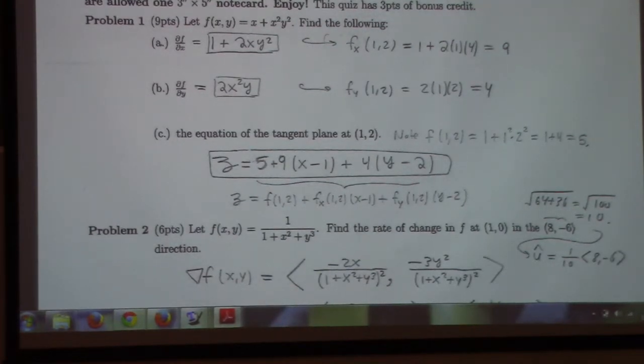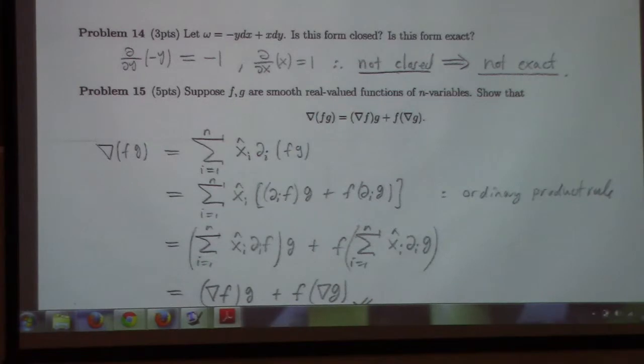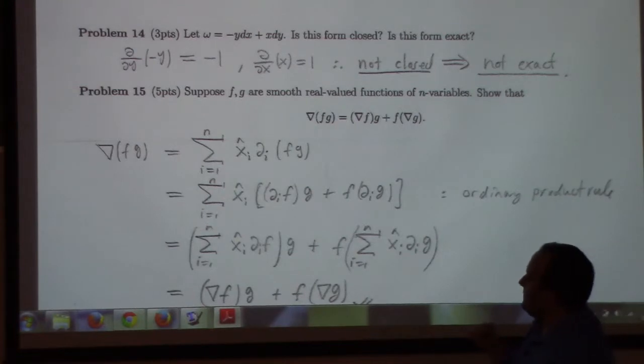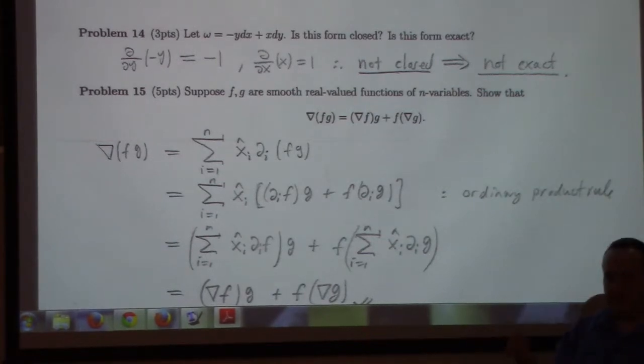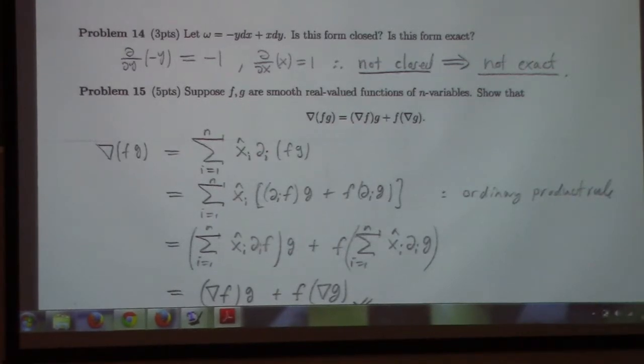Now, is there a particular question you had? For 14, I just didn't know how to use differential forms. Yes. So here we have a differential form, minus y dx plus x dy. Is this form closed? What does it mean? What's the definition of a closed form? See, if you don't know that, you can't answer it, right? So we have p dx plus q dy is closed if and only if qx is equal to py.